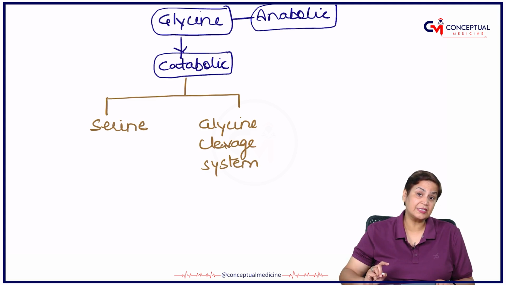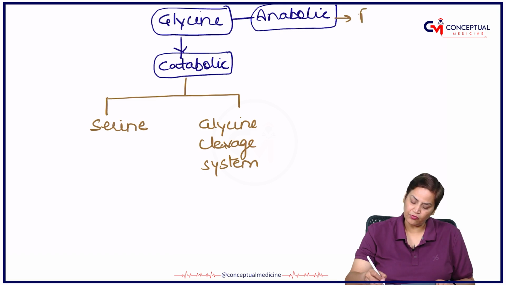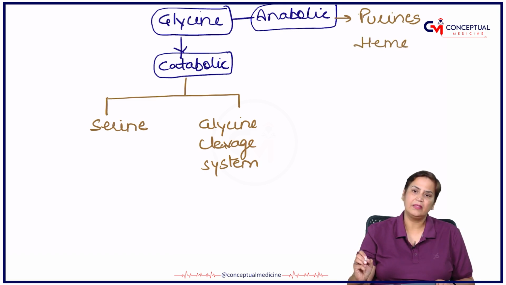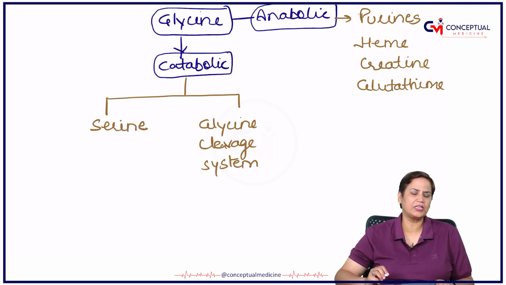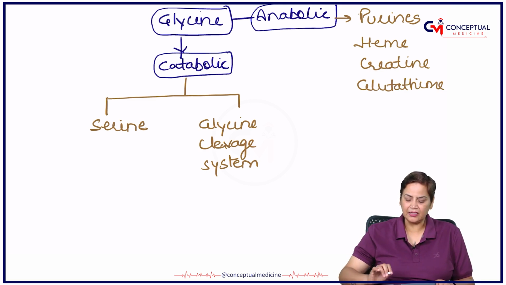And if we talk about the anabolic nature of glycine, it is required for the synthesis of purines. It is required in the synthesis of heme. Then it is required for the synthesis of creatine, and it is required for the synthesis of glutathione. Then obviously it helps in conjugation with the bile acids. So this is the summary of the metabolism of glycine. So step by step we are going to study.